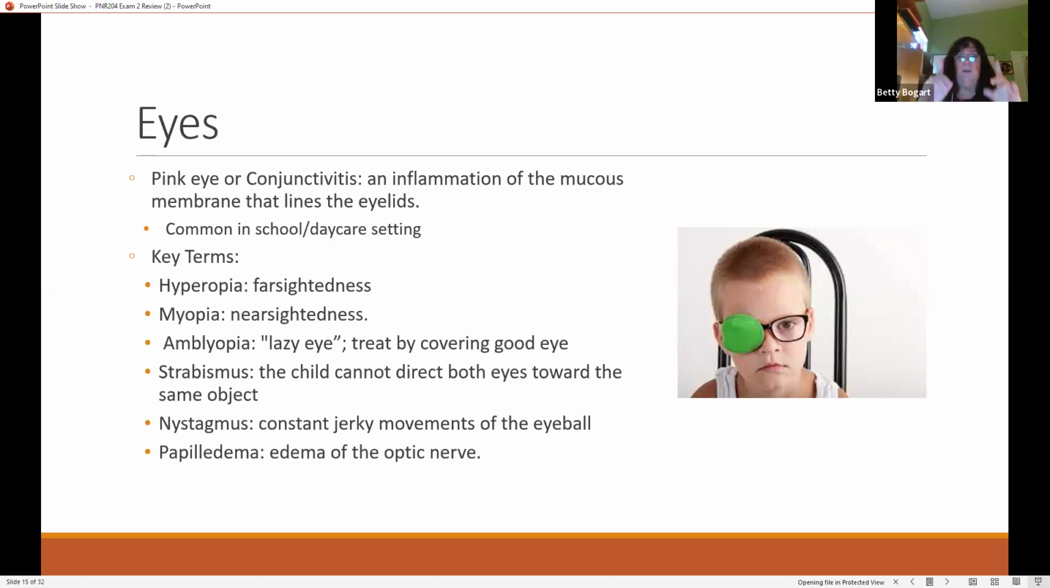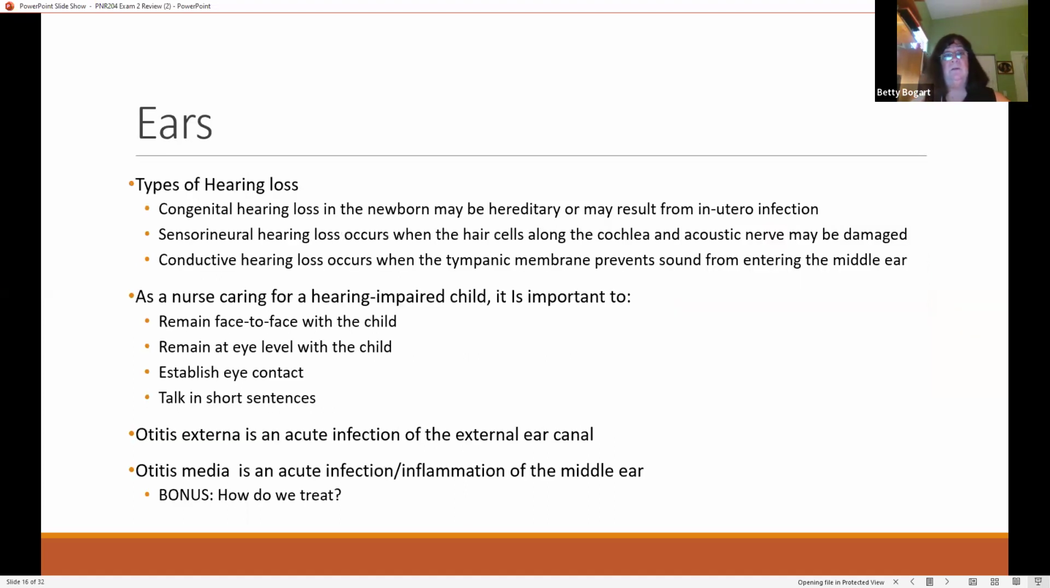Strabismus is when you have two eyes looking forward, and each eye has a hard time looking at an object in their distance. Depth perception is terrible with strabismus. And nystagmus is when the eyes just have this jerking up, down, or around type thing. It's just a constant sort of thing. Papilledema, edema of the optic nerve.